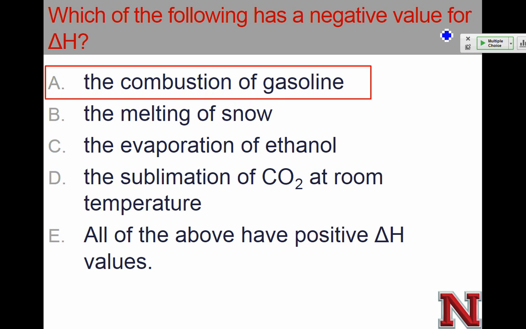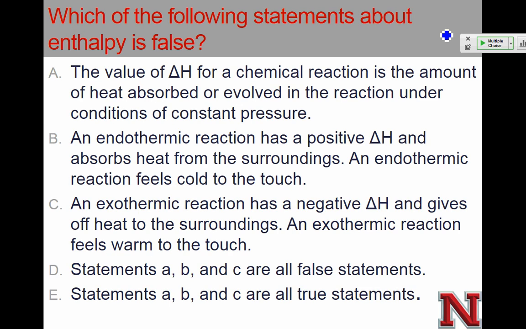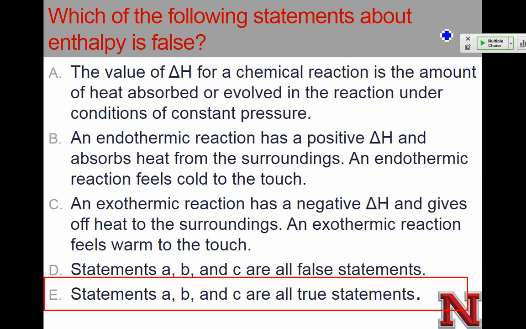So the one that has a negative value is going to be combustion. It's the one that gives off heat. All the other ones are absorbing heat from the surroundings. Now, as far as which of the following is false, these are all true. Our delta H for a chemical reaction is the amount of heat absorbed or evolved, given off, in the reaction under conditions of constant pressure, because pressure can affect this.